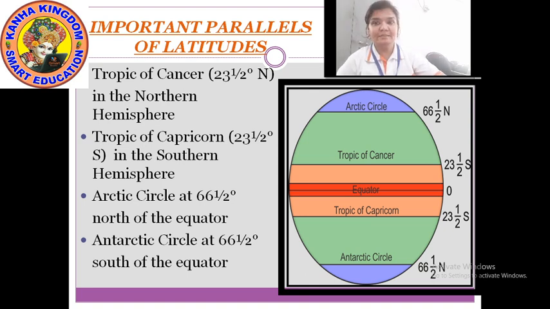Look at the Arctic Circle. It is near the North Pole. Look at the Antarctic Circle. It is at the southern pole. Tropic of Cancer in the northern hemisphere. Tropic of Capricorn in the southern hemisphere. And the red line which you see, that is the equator.